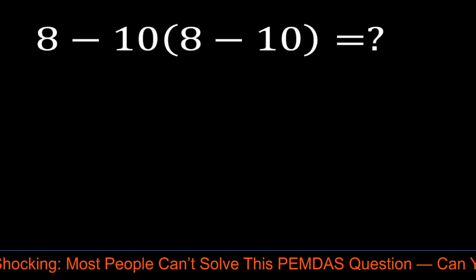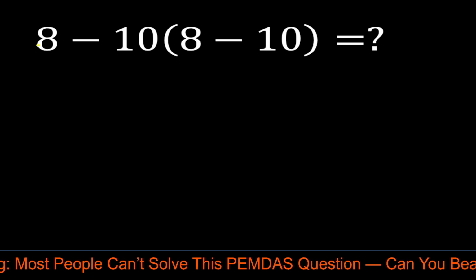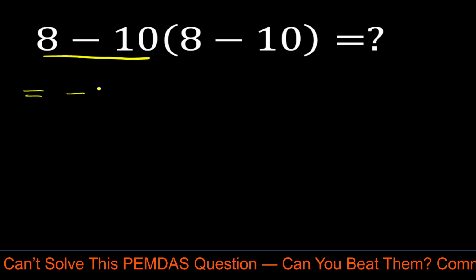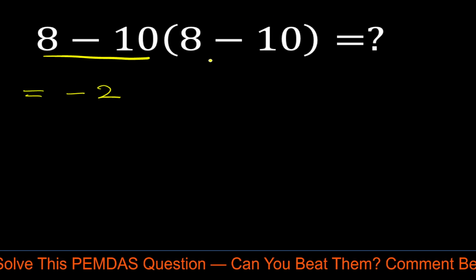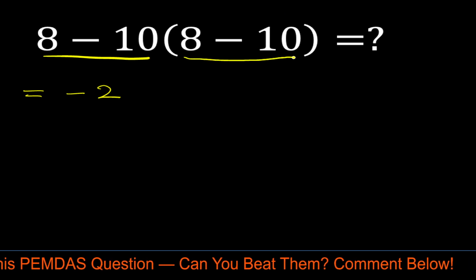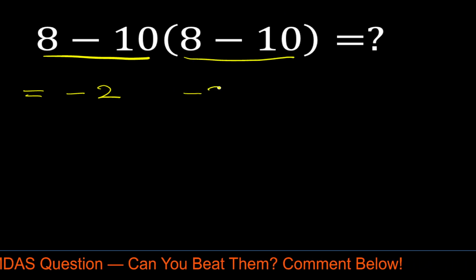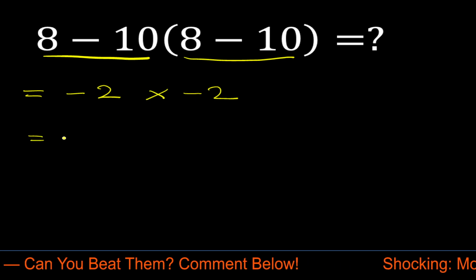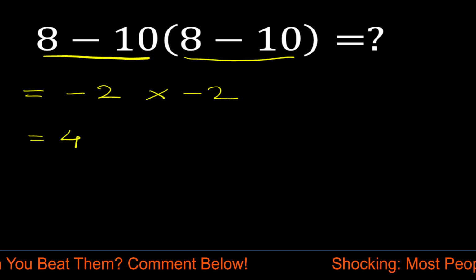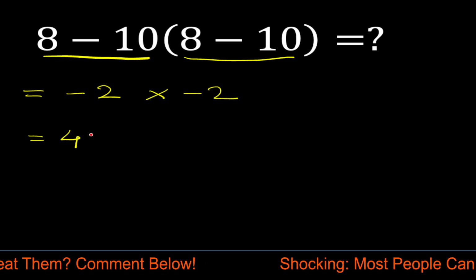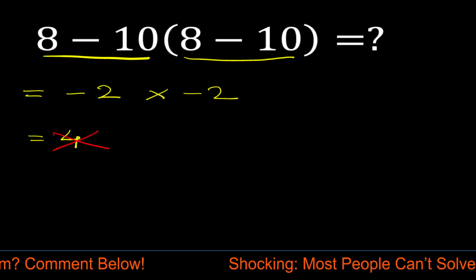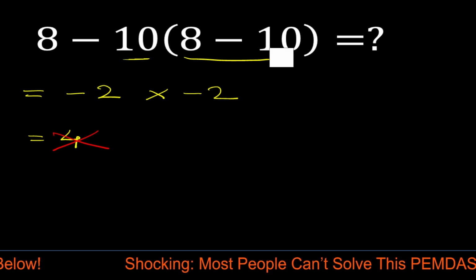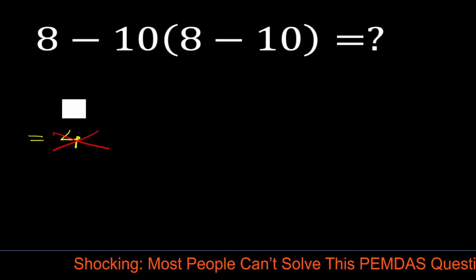So most people solve this question like 8 minus 10 is equal to minus 2, right? Then again 8 minus 10 is equal to also minus 2. Now minus 2 times minus 2 is equal to 4, right? But this answer is not correct. This answer is completely wrong. So now let's solve this problem correctly by using a PEMDAS rule, right?